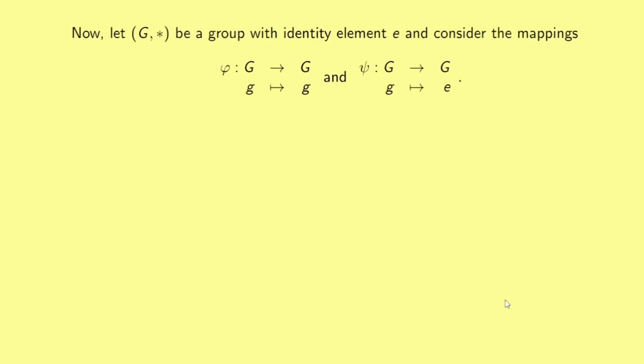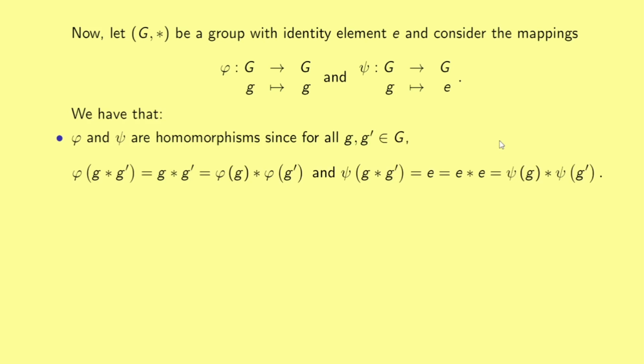So let's go. First we are going to construct two convenient mappings which we will see are homomorphisms. I get this mapping phi from G into G, which takes an element g into itself. And I have this other mapping psi, which takes every element g into the same element E, which is the identity element of G. Okay, so now we can easily see that phi and psi are homomorphisms.